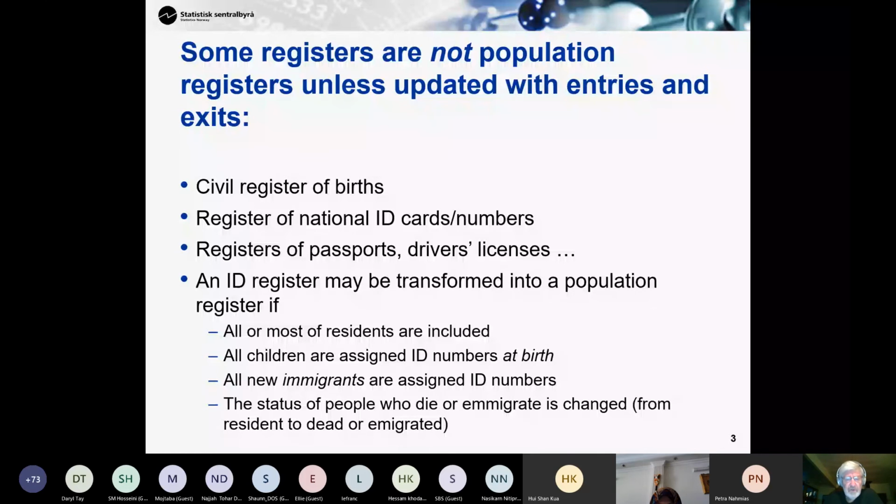And for those who leave the population, who die or emigrate, the status in the register should be changed from resident to dead or emigrated. Nobody should be deleted from the register. It is very useful to have the history of everybody in the register.